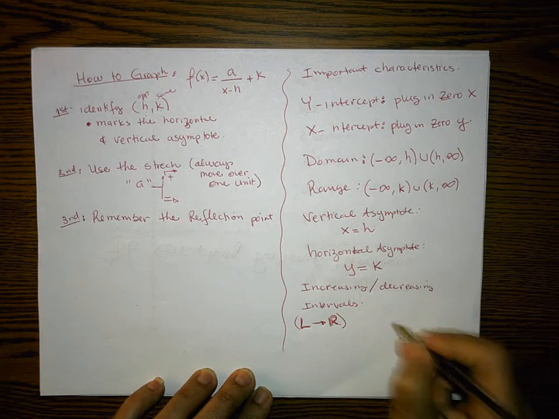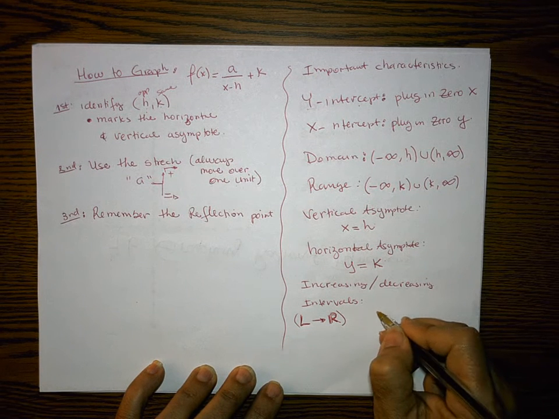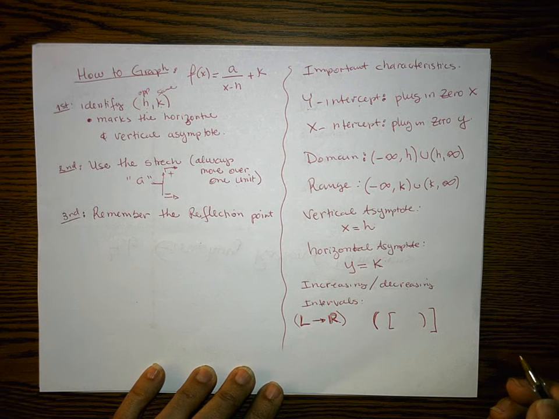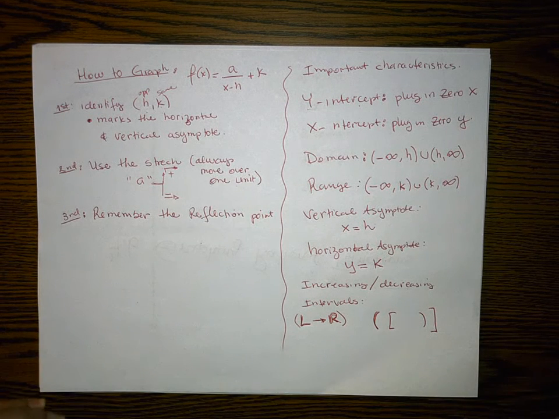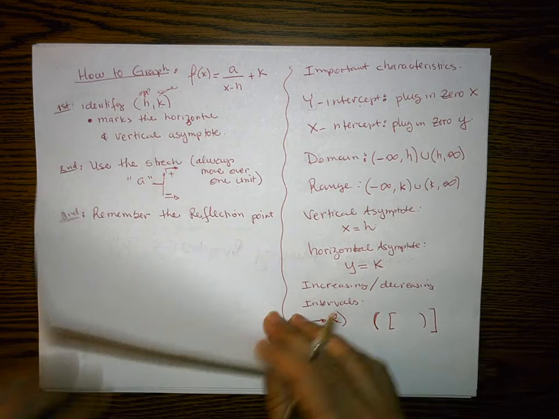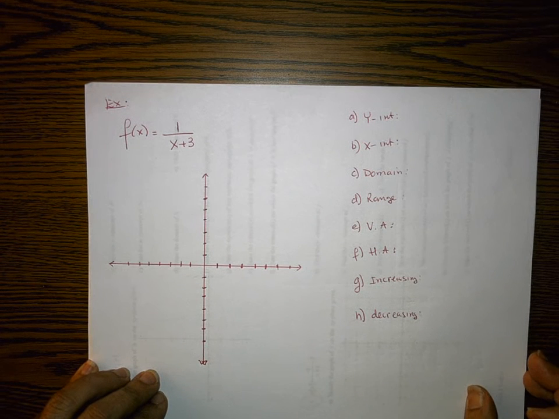You can use any notation you want, but it's easier to use interval notation with parentheses and brackets, whatever is necessary. All right, so this is just a rough review of what we talked about in class. Let's put all this into practice with an example. So here I have my f of x function.